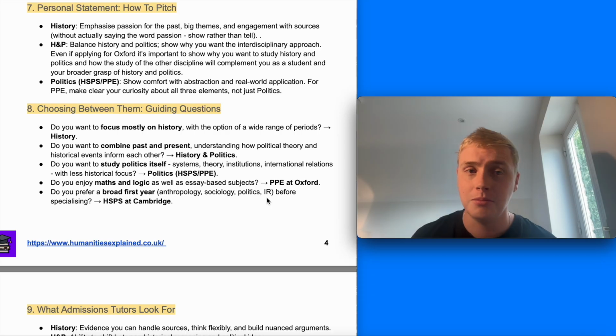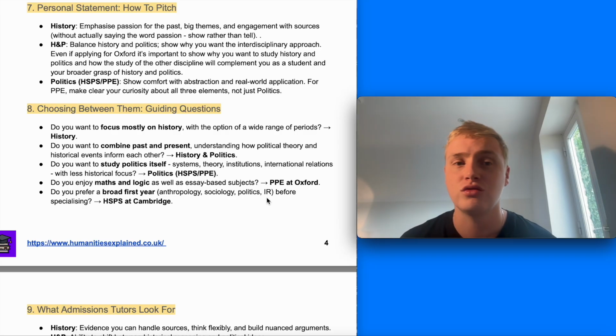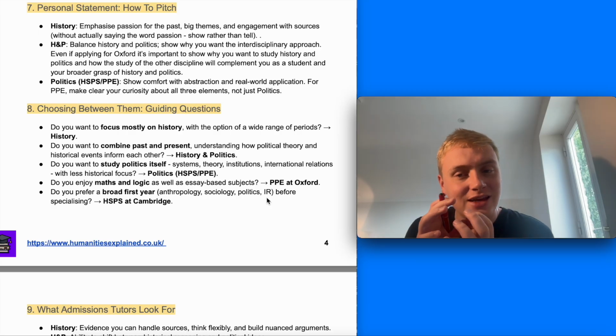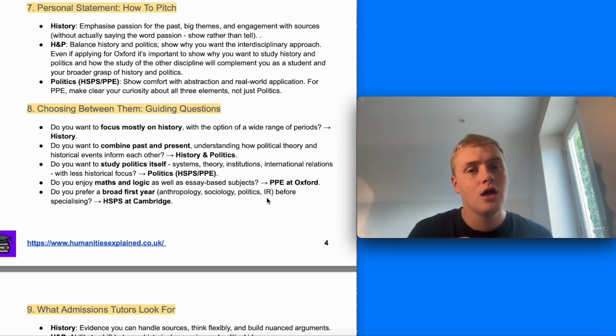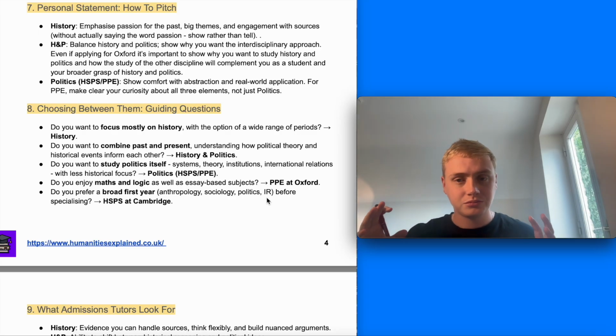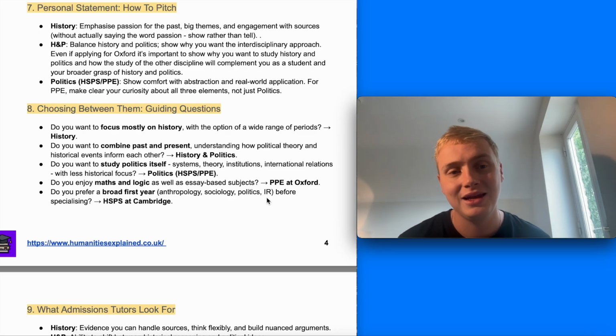You want to balance history and politics in your personal statement for history and politics. Show why you want the interdisciplinary approach. Why have you chosen history and politics rather than just history or just politics? That's important for Oxford as well as for Cambridge. And for politics, show comfort with abstraction and real-world application. For PPE, make it clear your curiosity about all three elements, not just politics. And for HSPS, explain why you want to study that particular course. Why human, social, and political sciences? Why sociology along with politics, and a bit of a broader approach to it rather than just a political approach?